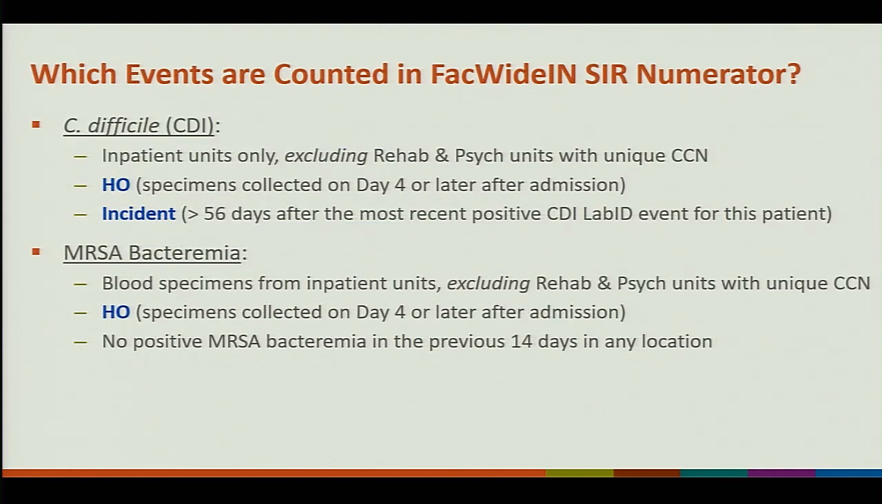So, specifically, which events are included in the facility-wide inpatient SIR numerator? For CDI, that includes those that are in inpatient units only, excluding rehab and psych units, those that are healthcare facility onset, and those that are incident. For MRSA bacteremia, that includes those blood specimens from inpatient locations that exclude rehab and psych units, those that are healthcare facility onset, and when there are no positive MRSA bacteremia events in the previous 14 days in any location.